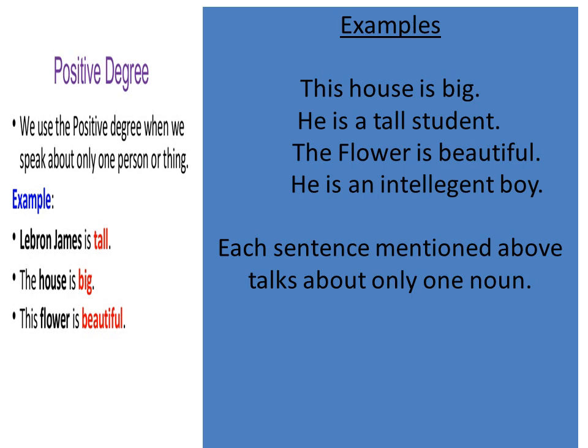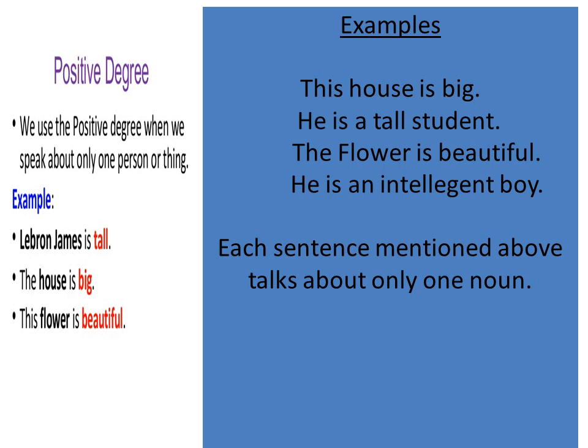Let's have a look at the first one, which is the positive degree. Children, I want you all to pay attention and listen carefully to what is being taught. It's very simple and easy to understand. Now, we use the positive degree when we speak about only one person, one thing, one animal, etc. Alright? Once again, I'm repeating. We use the positive degree to talk about only one person, one thing, one place or an animal. Very clear?